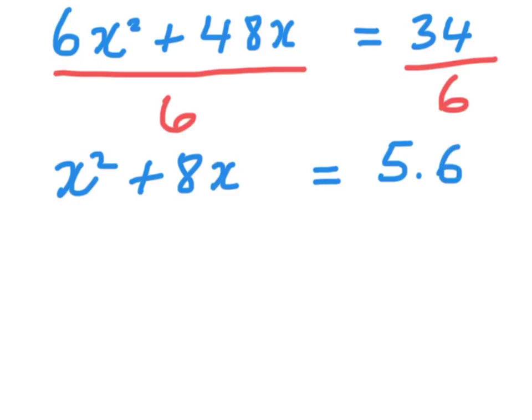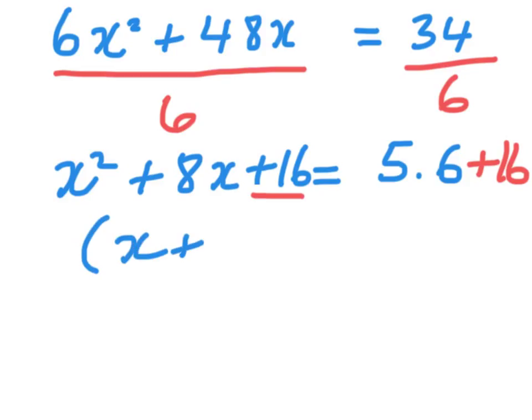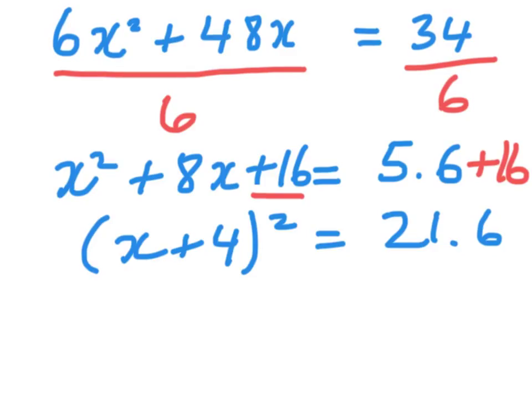Alright? Now, let's complete the square. What would have to go on the end here to complete the square? Well, you halve the plus 8, you get plus 4, and you square it, you get 16. That means we must add 16 over this side as well. Okay, so we have x squared plus 8x plus 16, which is x plus 4 squared, and that's equal to 21.6. And now look, so it's just the same as what we did before.